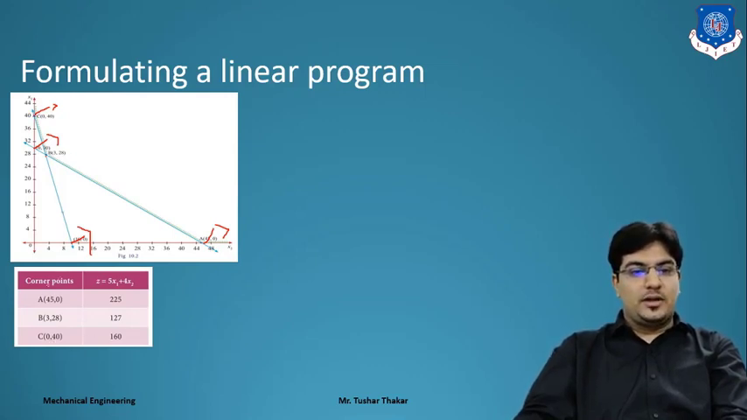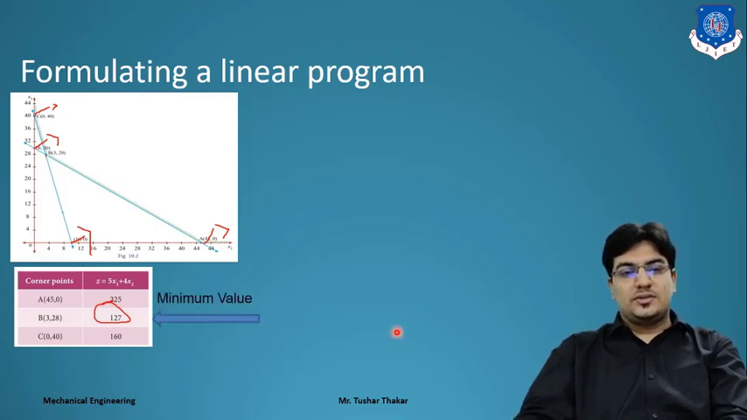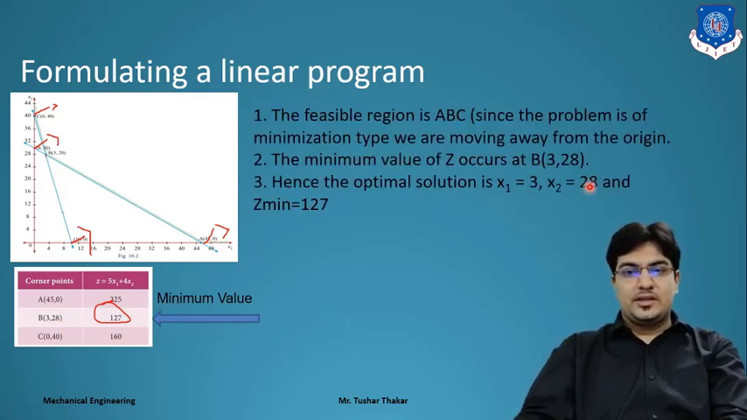So we put all the values into the z. We find the values 225, 127, and 160. And 127 is the minimum value over here. So this is the minimum value, that is the solution of the LPP of the minimization problem, where x1 is equal to 3, x2 is equal to 28, and z minimum is equal to 127. So here the feasible region is A, B, C. Here we can check A, B, and C are there. In a minimization problem, that is away from the origin.